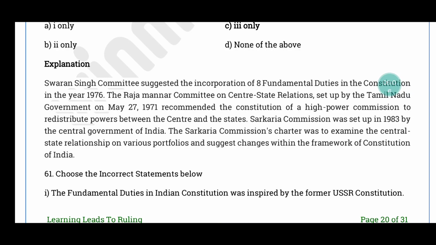And Sarkaria Commission was set up in the year 1983 by Central Government of India. Sarkaria Commission's charter was to examine the central state relationship of various portfolios and suggest changes within the framework of Constitution of India.